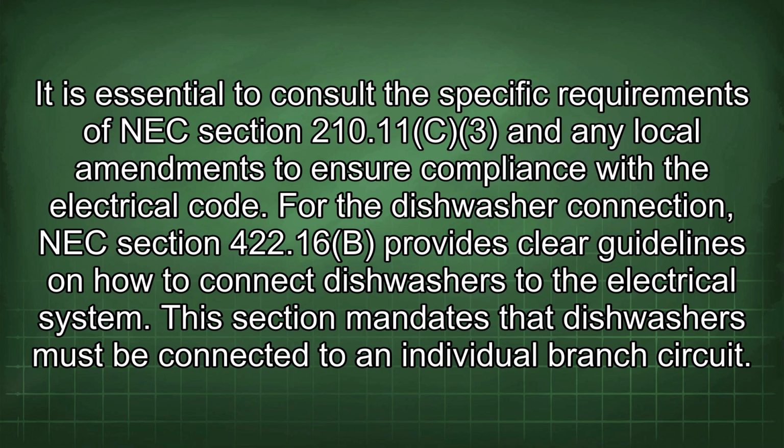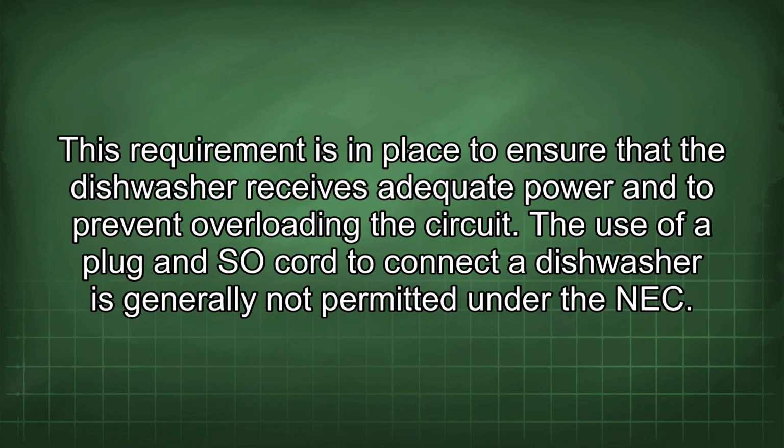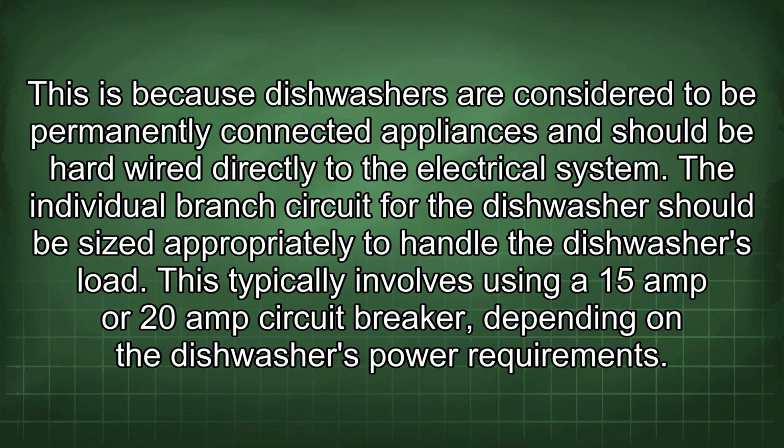For the dishwasher connection, NEC section 422.16b provides clear guidelines on how to connect dishwashers to the electrical system. This section mandates that dishwashers must be connected to an individual branch circuit. This requirement is in place to ensure that the dishwasher receives adequate power and to prevent overloading the circuit. The use of a plug-in so-called to connect a dishwasher is generally not permitted under the NEC. This is because dishwashers are considered to be permanently connected appliances and should be hardwired directly to the electrical system.